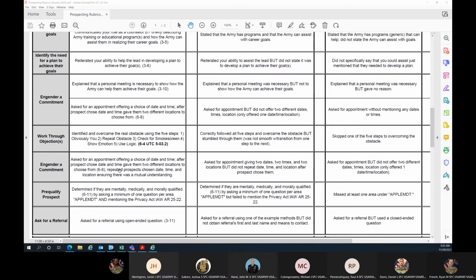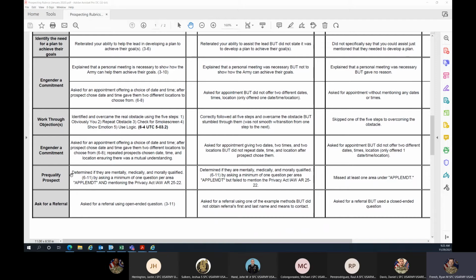Okay. Now comes one of the fun parts. Determine if they are mentally, medically, or morally qualified by asking a minimum of 1 question per area, Apple MDT, and mentioning the Privacy Act in accordance with AR 25-22. So you get done, you say, okay, so we're going to meet tomorrow, 5 o'clock, recruiting station. Before I let you go, John, there's a couple more questions I need to ask you just to make sure there's nothing that could potentially disqualify yourself. Now, I want you to realize that everything we talk about is covered under the Privacy Act in accordance with AR 25-22.